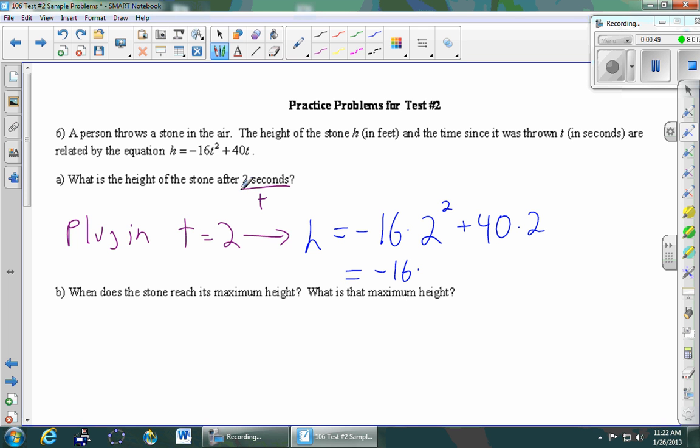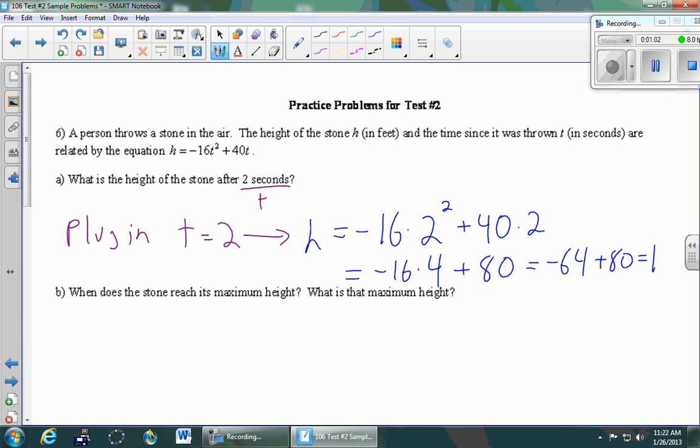Negative 16 times, we do the power first. Exponents come before multiplication. 40 times 2 is 80. 16 times 4 is 64 with a negative sign in the front, plus 80. And we end up with 16 as our answer. And again, the height is in feet, so that's 16 feet. After 2 seconds, the height of the stone is 16 feet off the ground.